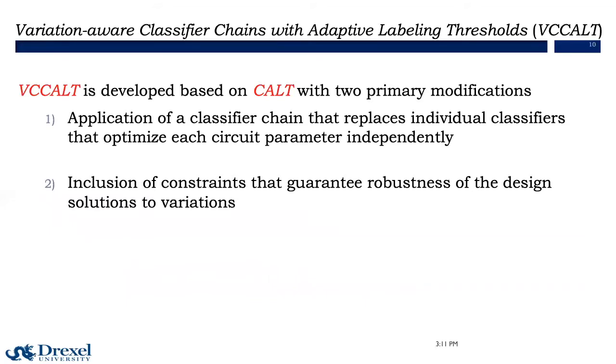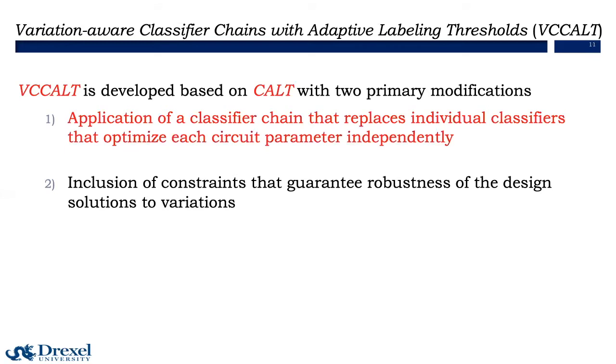So in this work, we propose a VC-CALT framework, which is developed based on the CALT framework with two primary modifications. The first is that we apply the classifier chain to replace individual classifiers that was initially optimizing each circuit performance parameter independently. The second part of the primary modification is that we include the constraints to guarantee the robustness of the design solutions to variations.